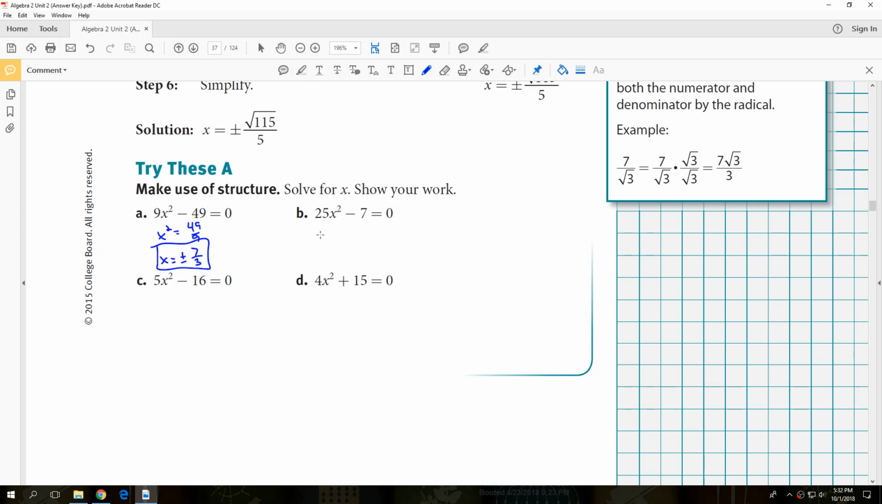All right, we'll do the same thing here. So here we end up with x squared is equal to 7 divided by 25. Taking the square root of both sides, you will get x is equal to plus or minus the square root of 7 over the square root of 25, which is 5.